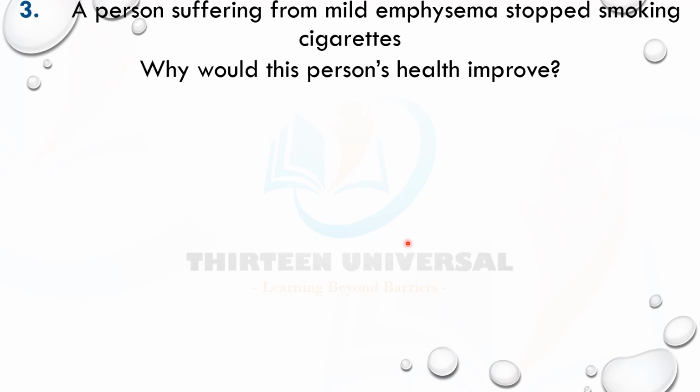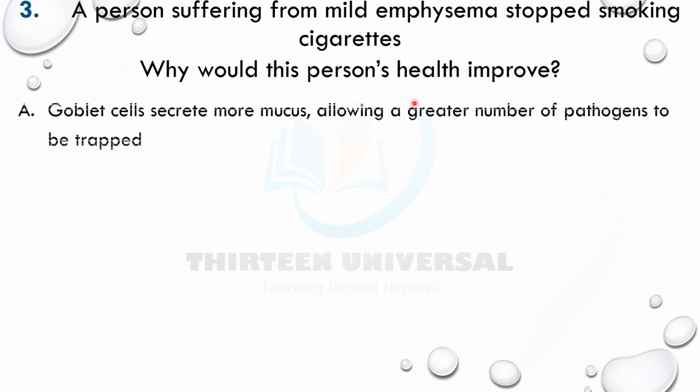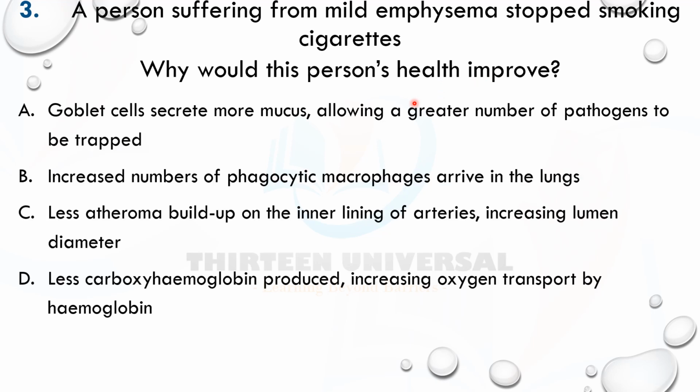Now it says a person suffering from mild emphysema stops smoking cigarettes. Why would this person's health improve? Okay, let's look at it. Now choose the answer. Mild emphysema is when there's loss of the elasticity of the alveolar wall. When the elastic fiber in the alveolus is digested by an enzyme elastase, it loses its elasticity. A says goblet cells secrete more mucus, but if the person stops smoking cigarettes, less mucus will be secreted.